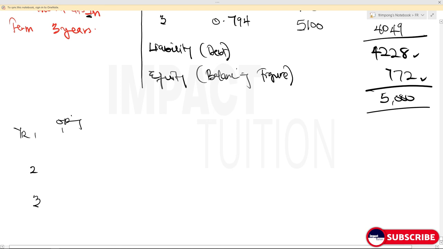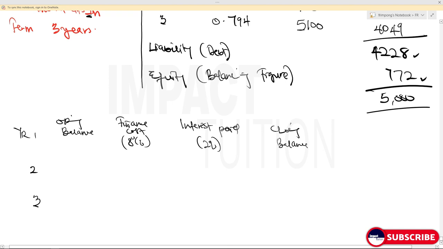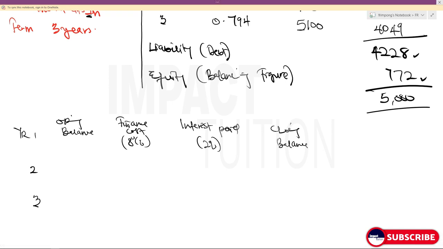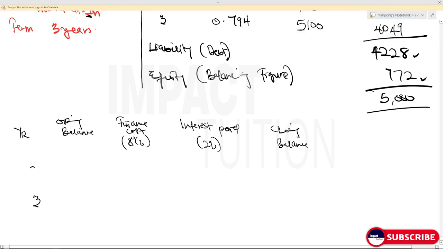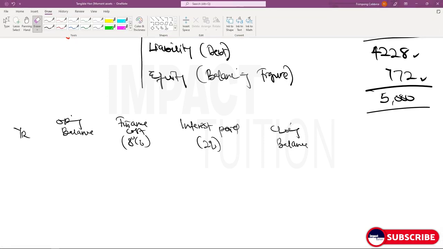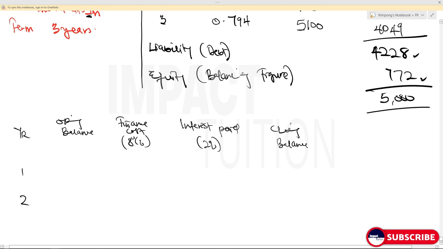We have our opening balance. Finance cost, it is at 8%. Then the interest paid is at 2%. And then the closing balance. Year 1, year 2, and year 3. Our opening balance for year 1 is the debt component, which is 4,228.